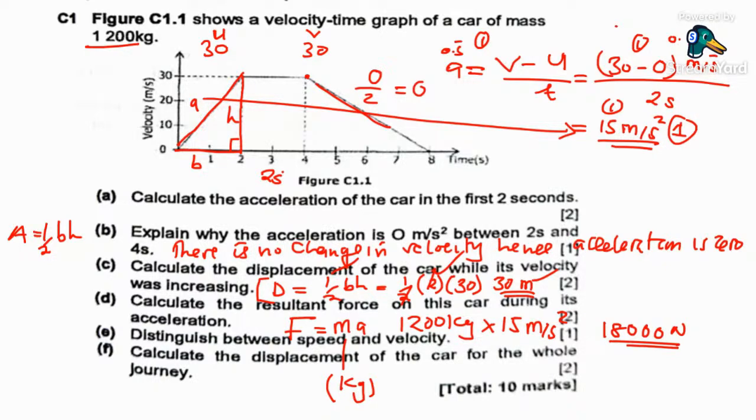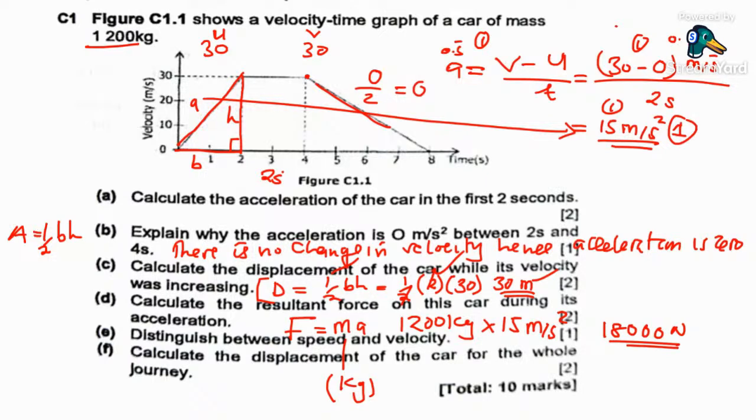But velocity has both magnitude and direction. So when there's a change in direction, velocity becomes negative. So that is something that you should take note. And I've just given out also the other difference. The other difference is that speed is a scalar quantity, whereas velocity is a vector quantity. So those are the two differences that we can look at.